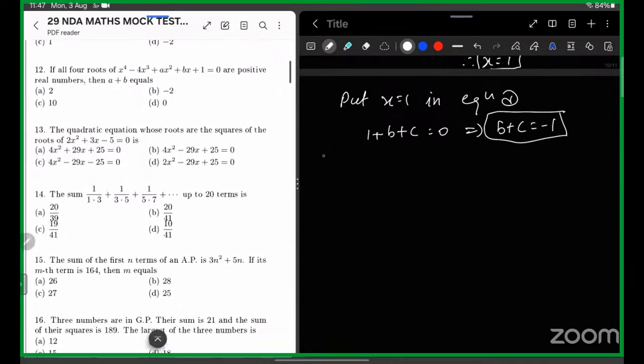Question number 12, you can see now. All the four roots are positive real numbers, then a plus b will be equal to what? Positive real numbers. Okay, it means 1, 1, 1, 1. 4 minus 4 equal to 0. So a plus b equal to 2. Option is A directly.